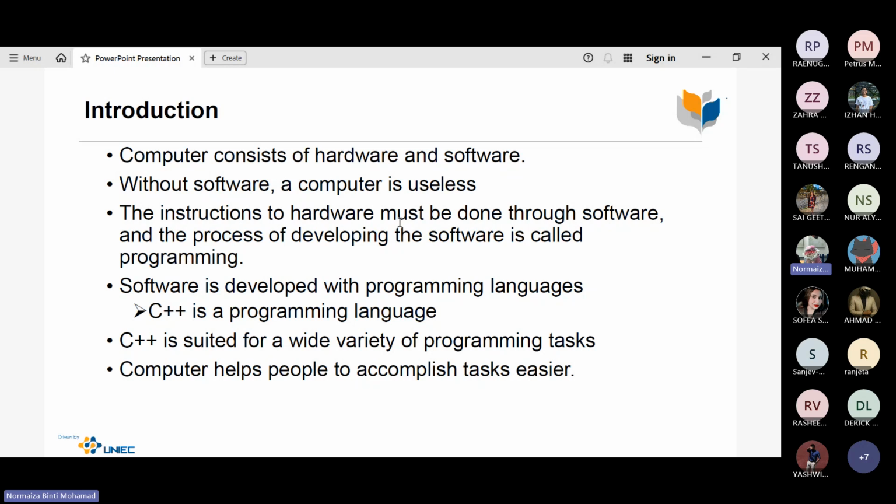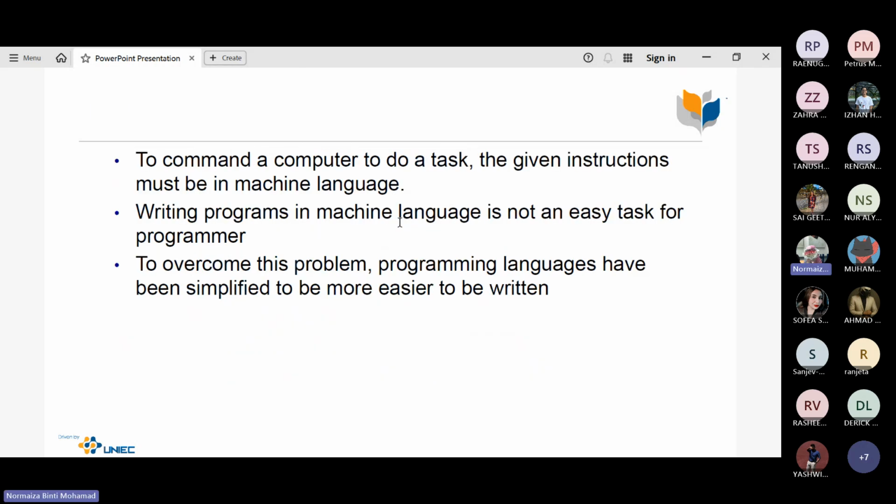Of course, there are other programming languages, and it's suited for a wide variety of programming tasks. And computers help people to accomplish tasks easier. To command a computer to do a task, the given instruction must be in machine language, because that is the only language understood by the computer, the hardware. Writing a program in machine language is not an easy task for a programmer. If you want to program by using binary code 0101, that would be horrendously hard to do.